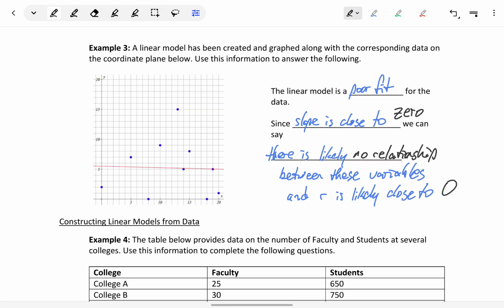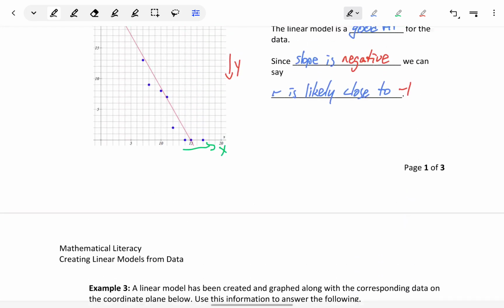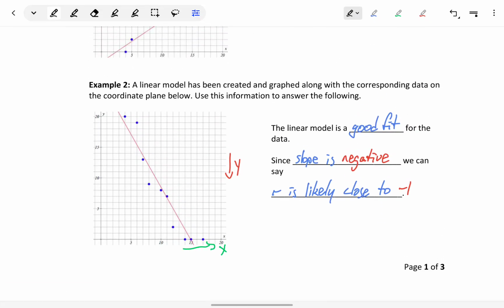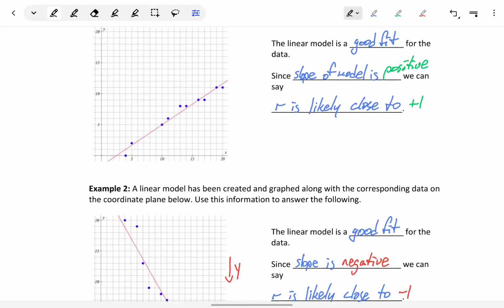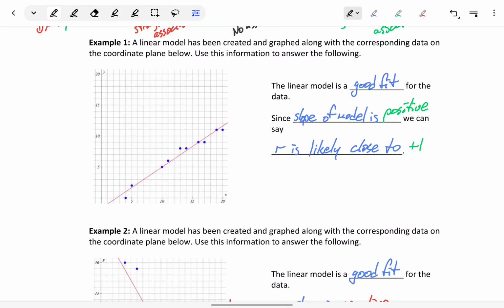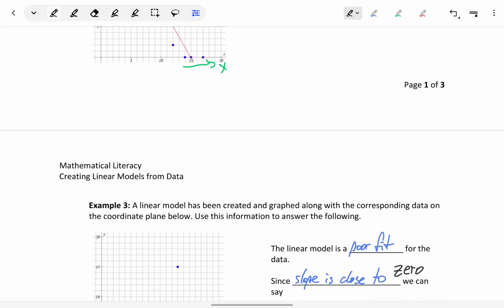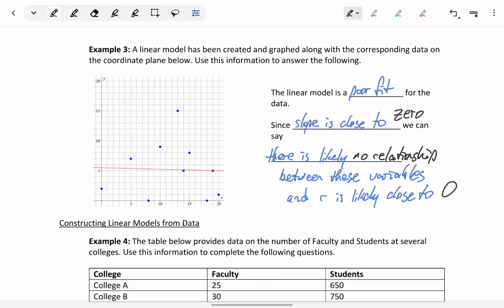So we either see that linear model with no clear pattern to the data, or we can see that linear model following a clear decreasing path or a clear increasing path. Whether that path is increasing or decreasing tells us whether that value for r is likely close to +1 or -1, or if there's no real clear pattern, then that value for r is likely going to be close to 0.